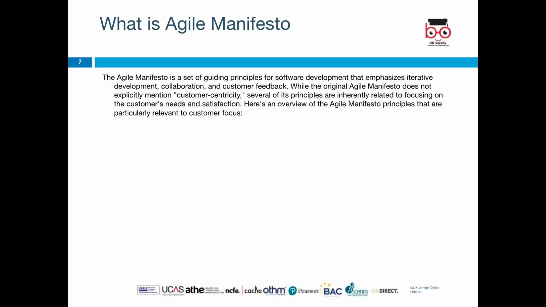Our next topic is the Agile Manifesto. So, what is the Agile Manifesto? The Agile Manifesto is a set of guiding principles for software development that emphasizes iterative development, collaboration, and customer feedback. While the original Agile Manifesto does not explicitly mention customer centricity, several of its principles are inherently related to focusing on customer needs and satisfaction.